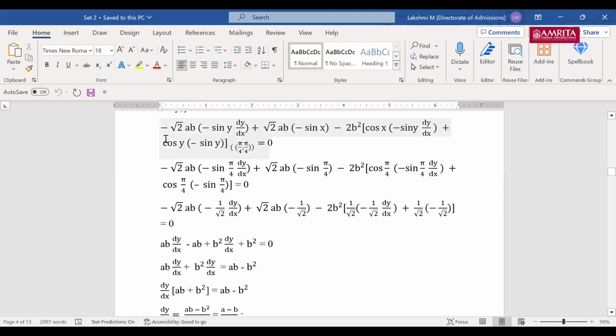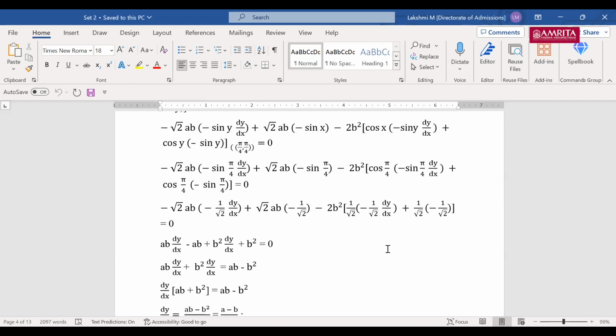So we have reached this part. This is root 2 AB into minus sin y dy by dx plus root 2 AB minus sin x minus 2b square cos x into minus sin y dy by dx plus cos y minus sin y at pi by 4, pi by 4. You need to substitute pi by 4 in all these places. After substitution, all these 2's will be cancelled, and you can rearrange all the terms according to the options given. All these terms will get cancelled and you'll have dy by dx. The question is asking dx by dy.